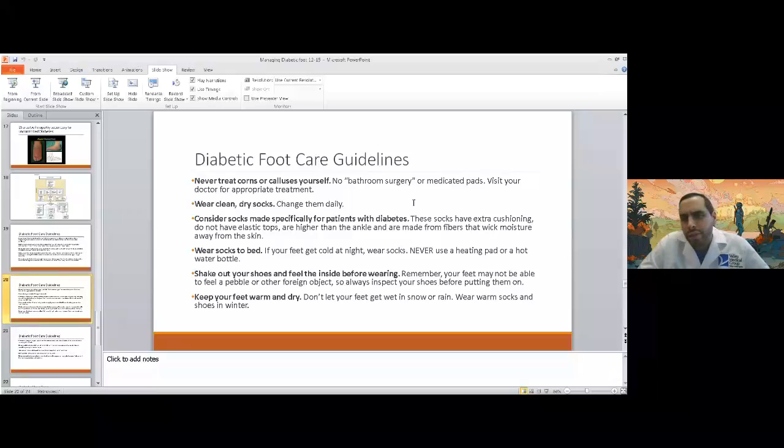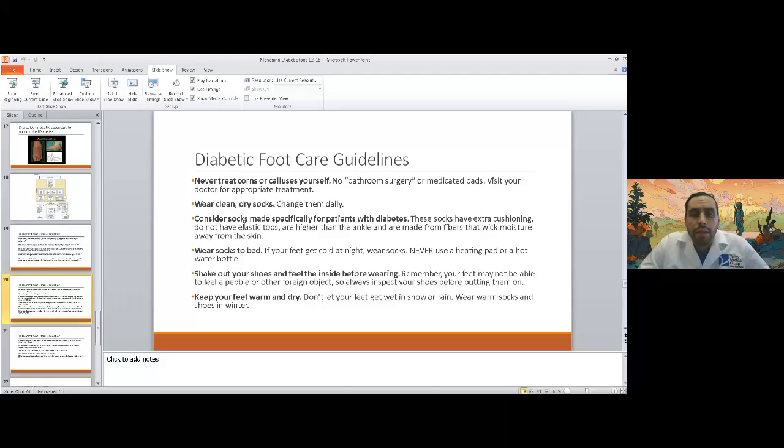All right. Never treat corns or calluses by yourself. No bathroom surgery, because you can go too deep and you can hurt yourself or cause an infection. You always want to wear clean, dry socks, and change them daily. Don't wear the same socks over again because that can lead to athlete's foot.